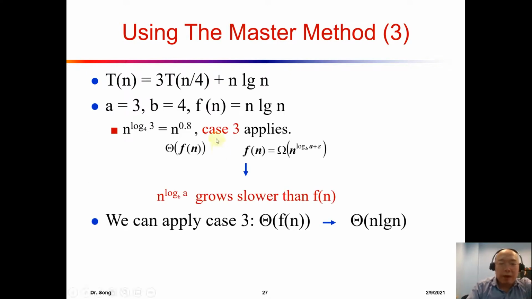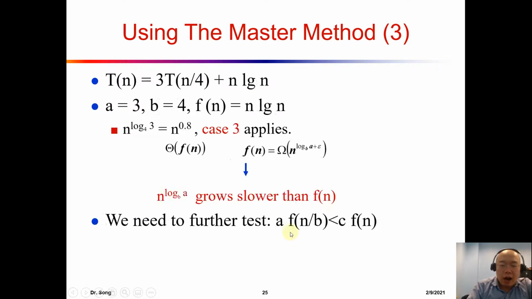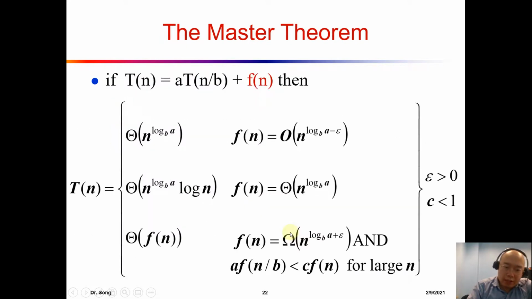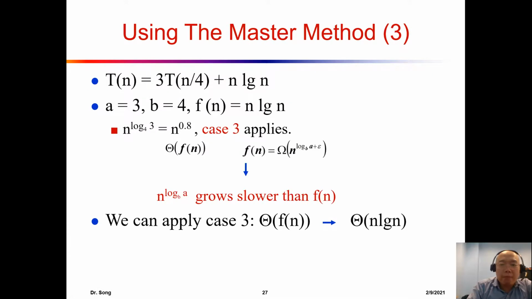So we can apply case 3, and then how do we do that? For case 3, that is theta f(n). And in our example, what is f(n)? f(n) is n log n, right? So we can say this recursion is a theta n log n algorithm. We are done. Okay, so you see the power of the master method.